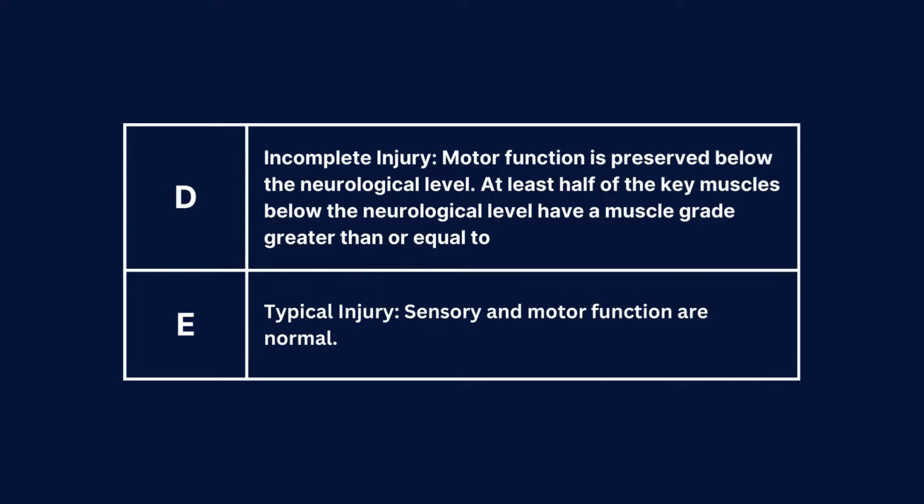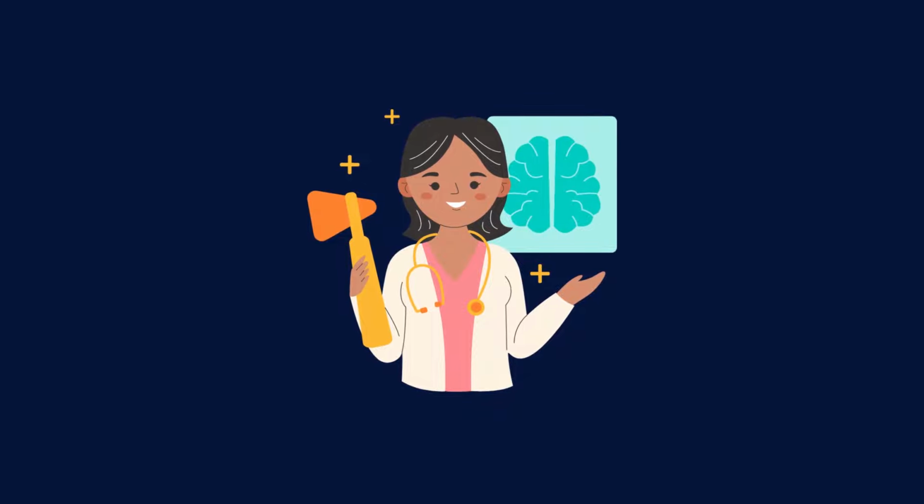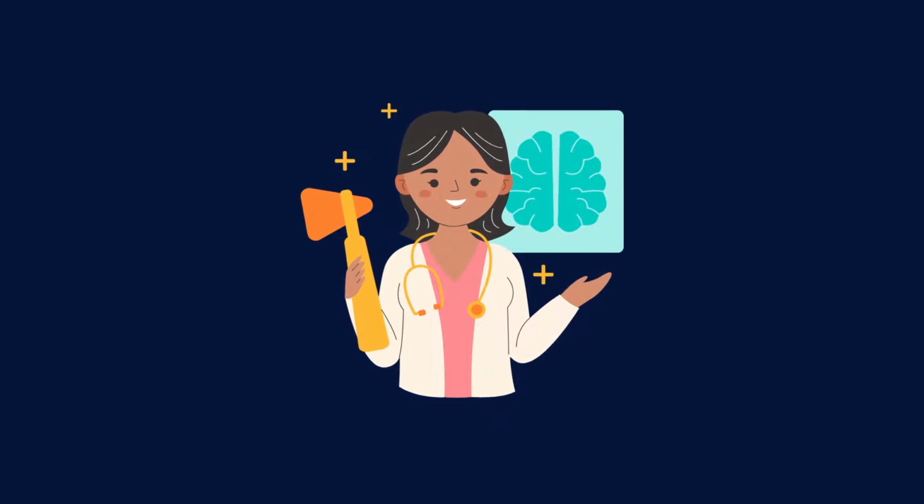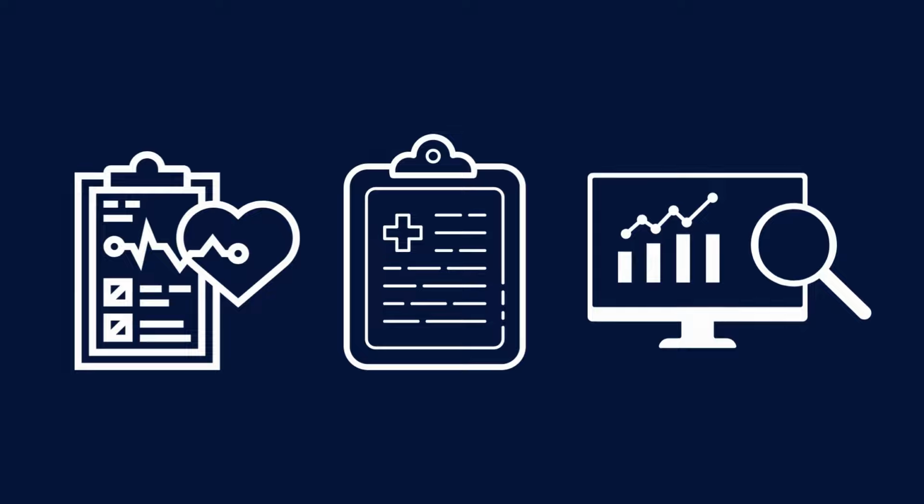The ASIA Impairment Scale includes a physical exam, neurological evaluation, and other diagnostic tests such as imaging studies. Healthcare experts like neurologists, neurosurgeons, and rehabilitation specialists often use it in a clinical context to assess patients with possible or actual spinal cord injuries. The following circumstances call for the usage of the ASIA Impairment Scale: diagnosis, treatment planning, and monitoring progress.